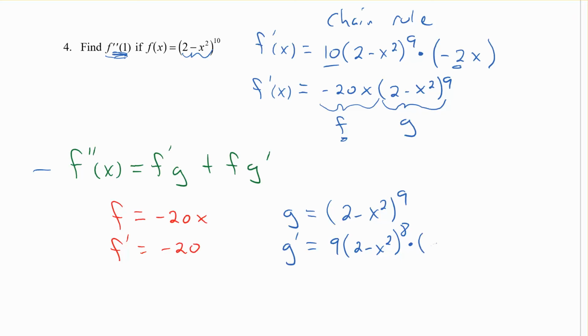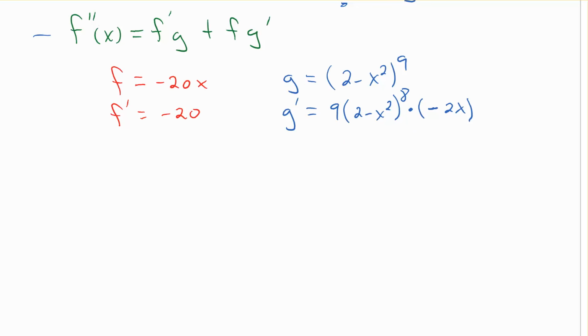So that's going to be multiplied by, again, the derivative of 2 was 0, so it just turns into 0, minus, so I'm just going to put a minus, and then 2x. Now if you simplify that, g prime is equal to negative 18x (2 minus x squared) to the power of 8.